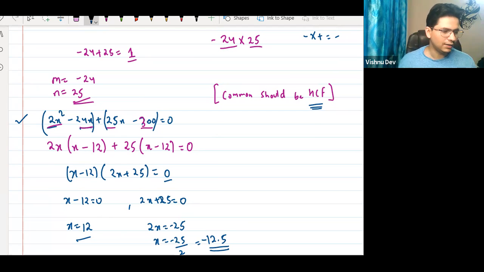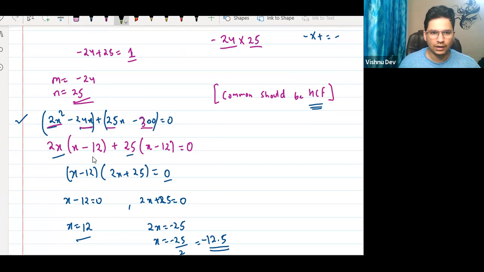Sir, you are not audible. HCF of 2x square and 24x is 2x. So we took 2x common, and HCF of 25x and 300 is 25. So we will take 25 common. Now we have only two terms, right? We don't have four terms now.